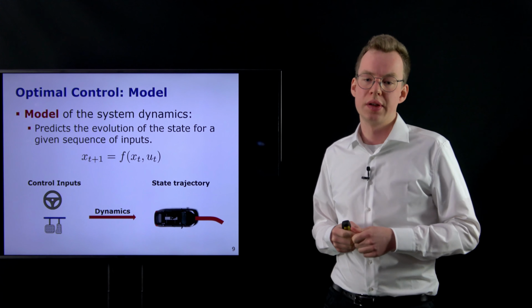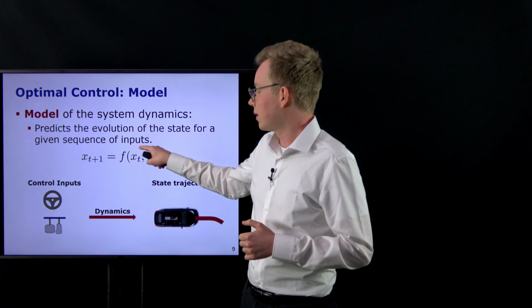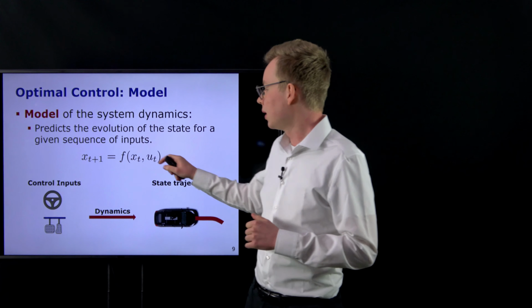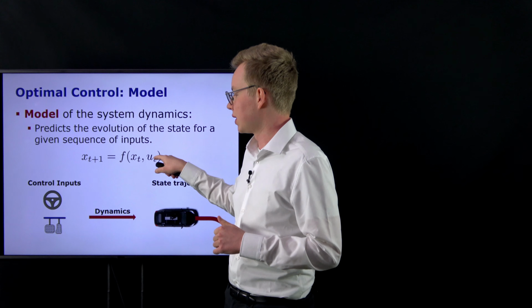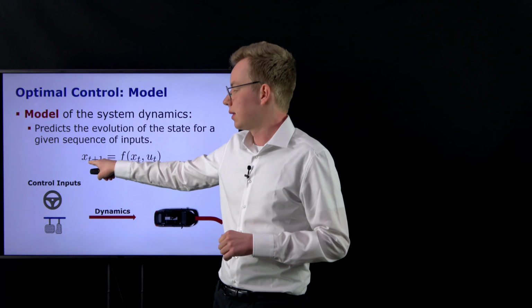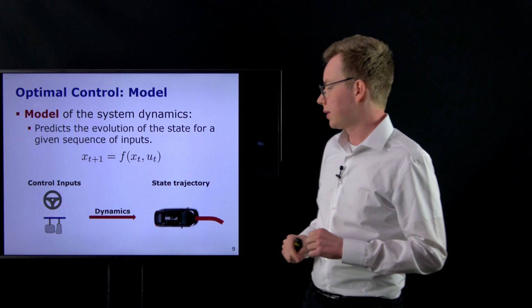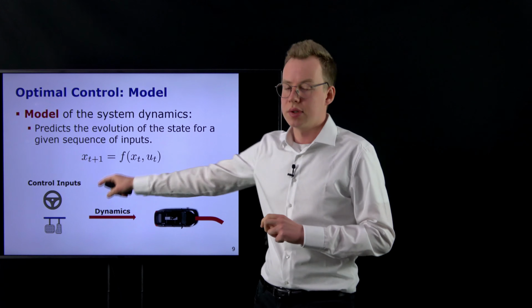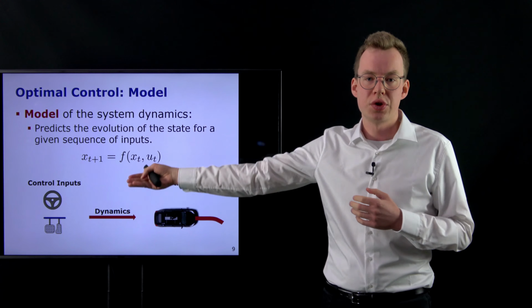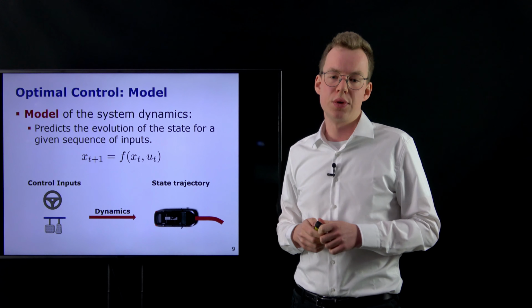And this model we will use to predict the evolution of the state for the given inputs. So the dynamics model F maps the state, which may be, for example, the position and velocity of our vehicle, and the input, which will be the steering and brake pedal commands, to the next state, so to the state at the next time step. Right, and so given the sequence of inputs, if we have a model, we can predict the evolution of the trajectory, so the evolution of the state into the future.